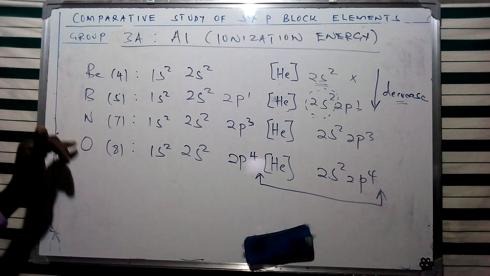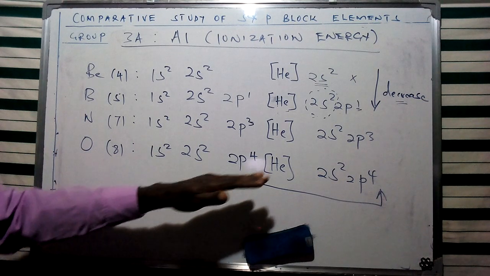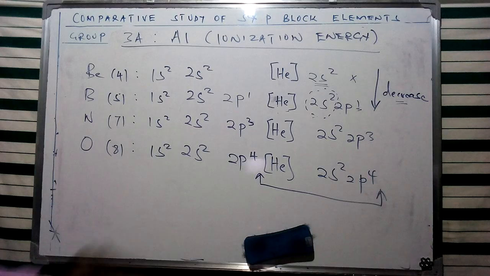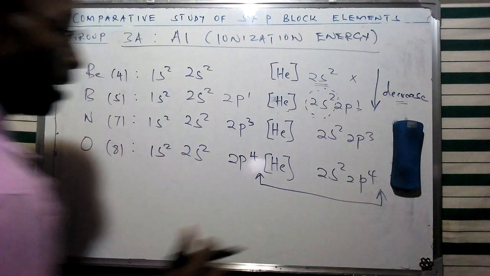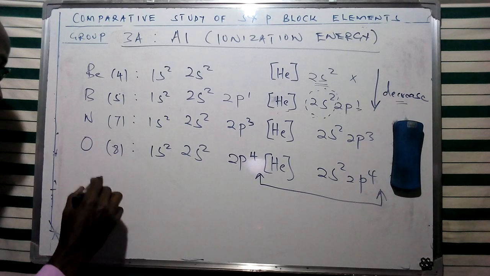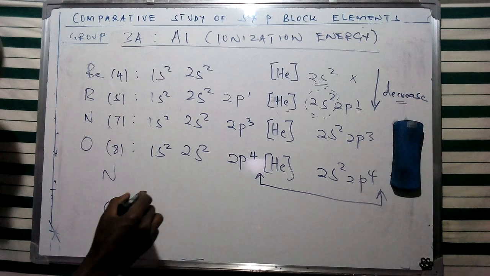Now for nitrogen and oxygen, the extra electron repulsion in the doubly occupied 2p orbital creates some differences in ionization energy. If we give a representation in terms of the orbital diagram, I'm going to have this one given for nitrogen and oxygen, for the 1s and the 2s.